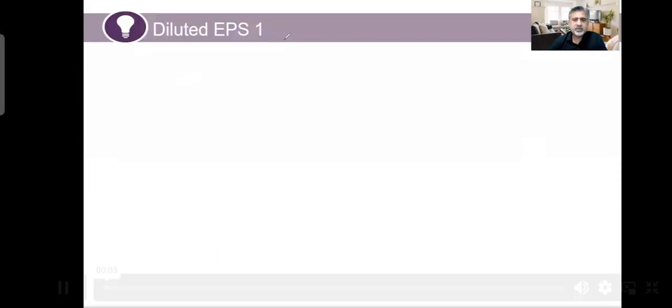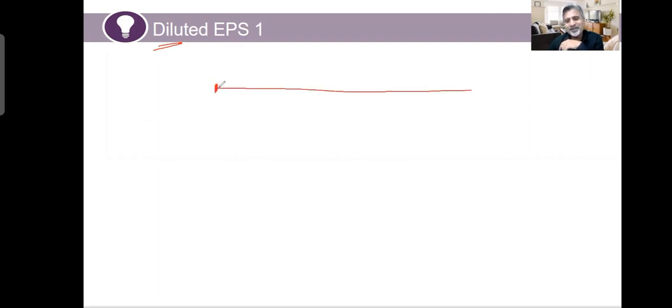So we continue with this concept of diluted EPS. We did basic EPS before, and we calculated how to do the weighted average number of shares. Let me just make a very quick thing here. In the last example, we were trying to find the weighted average number of shares.